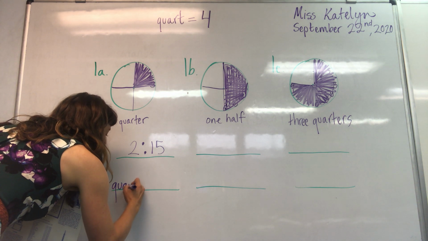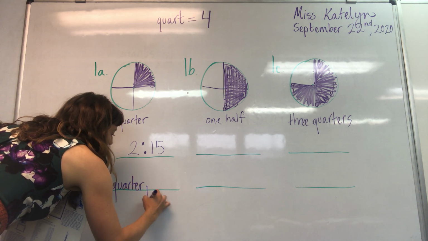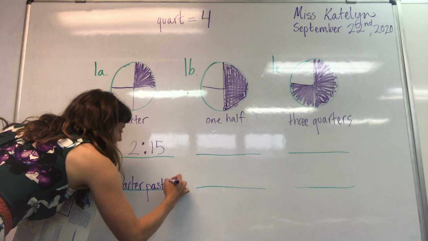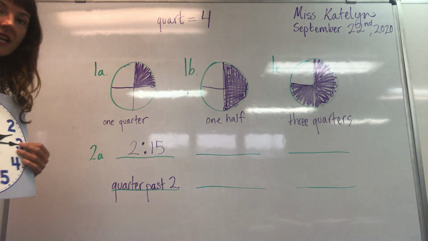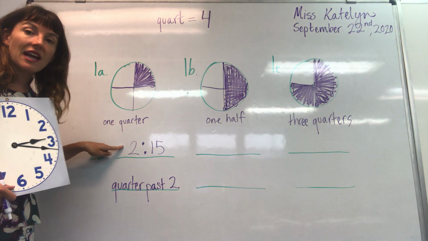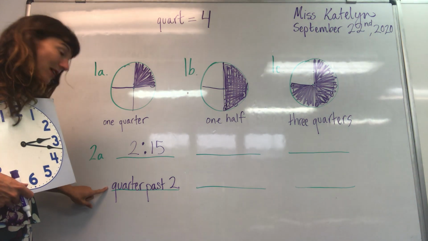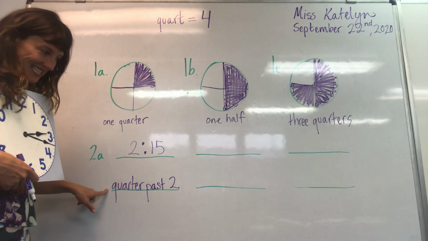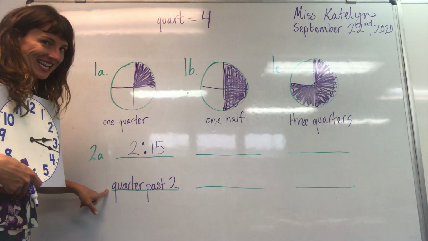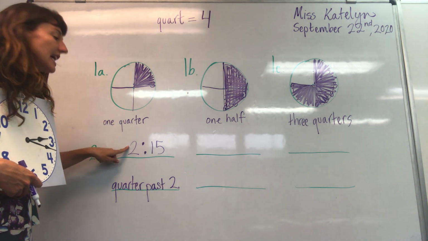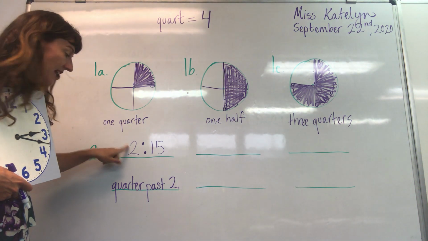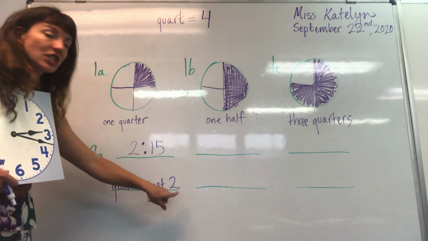And that's what they want you to write on the second line. Quarter past 2. Okay? So the top answer is the time in numbers, and the bottom answer is the fancy way of saying it. Okay? So 2:15 is also known as quarter past 2.